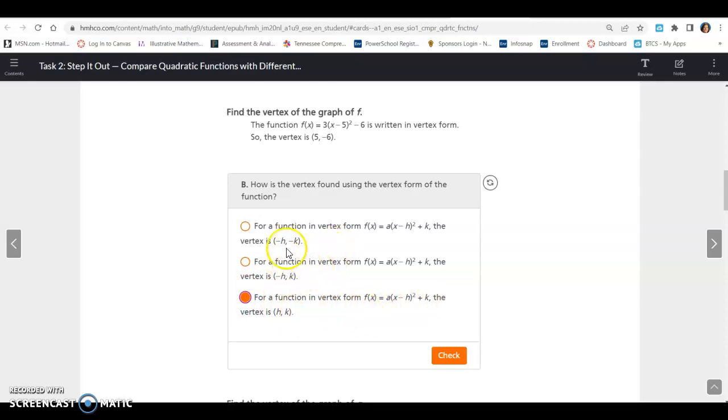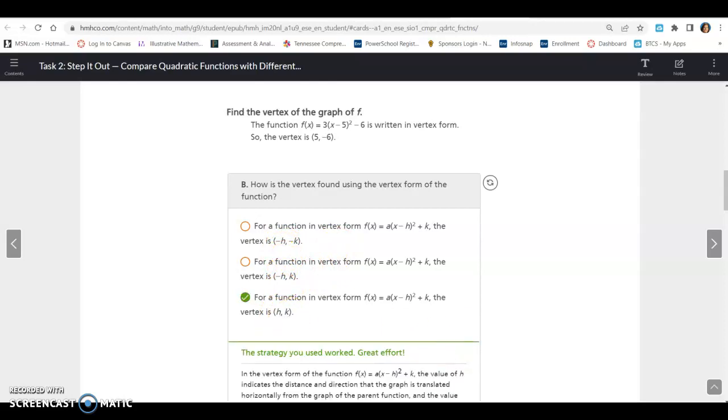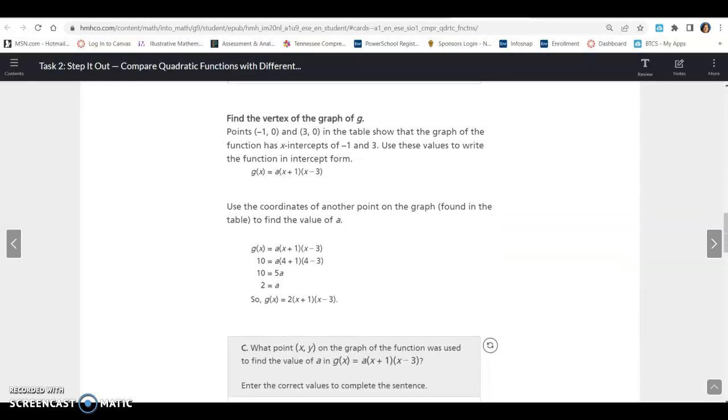So these are the same, but this is not negative. It's just h, k is your vertex. All right, so now it says find the vertex of the graph of g. So it says points -1, 0, and 3, 0 in the table show that the graph of the function has x-intercepts at -1 and 3. Use these values to write the function in intercept form. So if we do that, we're going to have g of x equals a times x plus 1, because it's going to be opposite this, because we're writing it as a factor. This is the 0.